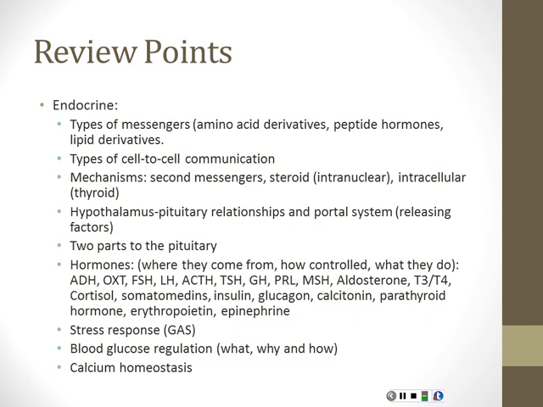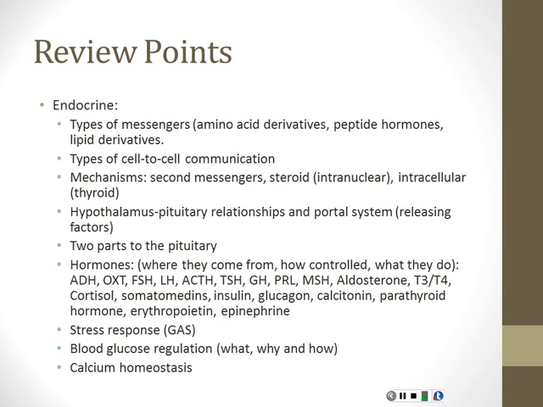So don't spend a lot of time on the messengers. The book goes into too much detail on the second messenger system. If you recognize cyclic AMP as a second messenger, you're in good shape. But don't worry about G proteins and all that stuff. Okay.